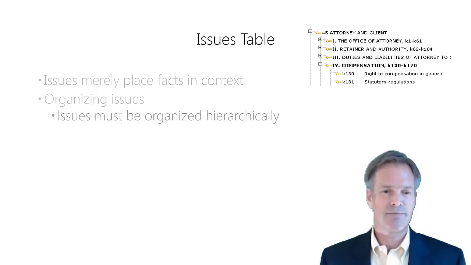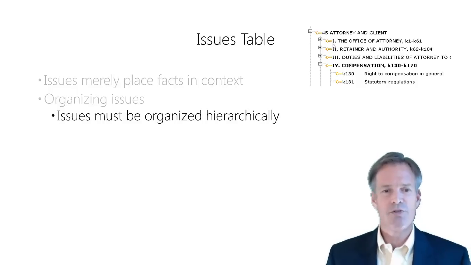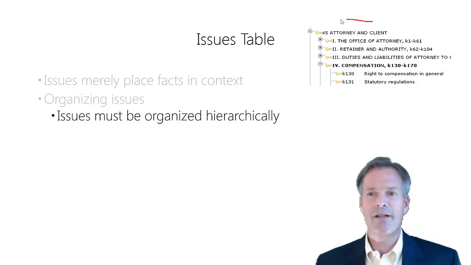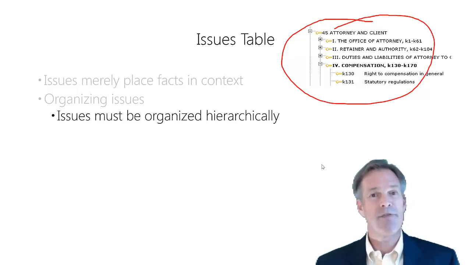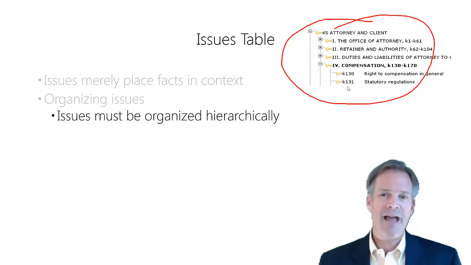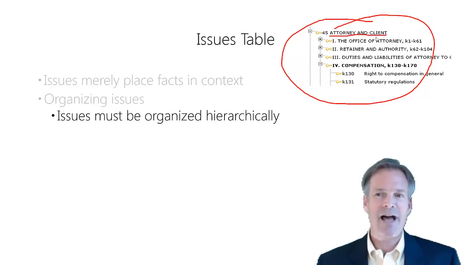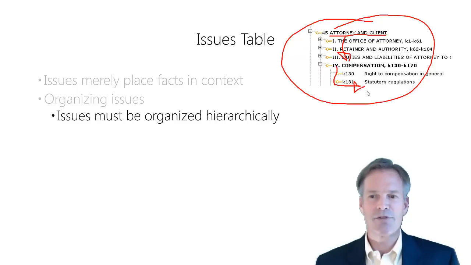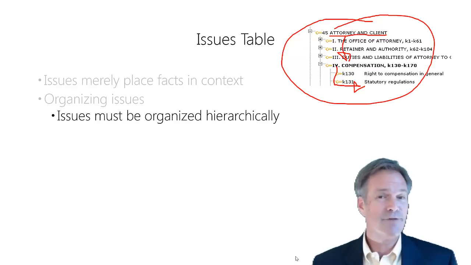How do you organize issues? Well, as we've already said, issues must be organized hierarchically, and by hierarchical organization, we've talked about this before with mind mapping, but I mean having a high level followed by lower levels, and then sometimes even lower levels of information. Why? Well, we remember things best when we organize them hierarchically. Also, we can see logically why facts find themselves on the fact table. So it's important to organize them hierarchically, and thankfully, CaseMap allows for hierarchical organization.